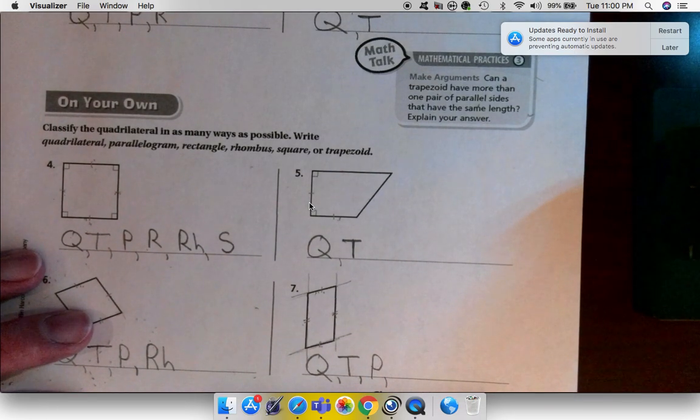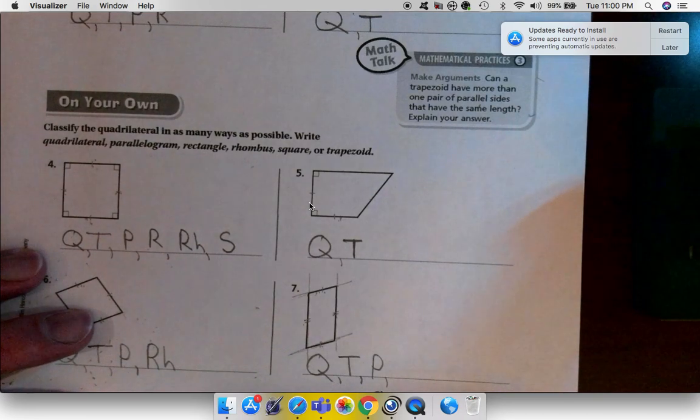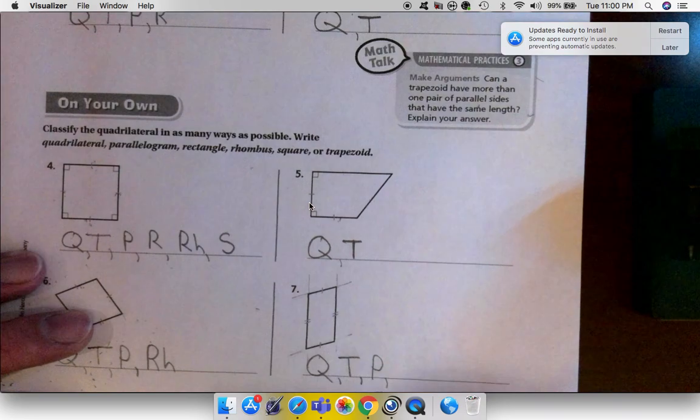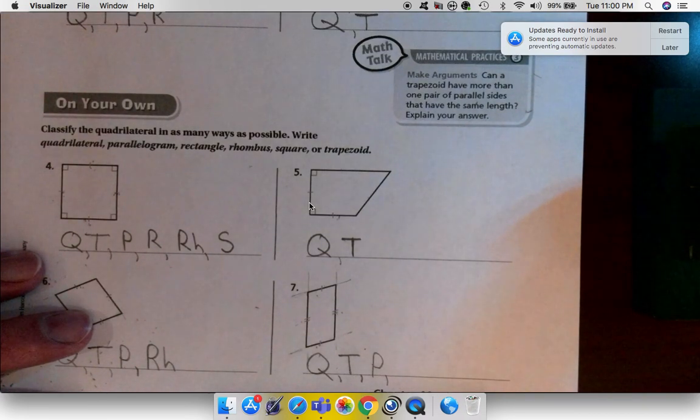Am I a rectangle? No, I'm not. No right angles. Am I a rhombus? No, I'm not. Not all of my sides are congruent. Top and bottom are congruent, left and right are congruent, but they're not congruent to each other. So I cannot be a rhombus. Cannot be a square, I don't have the right angles.